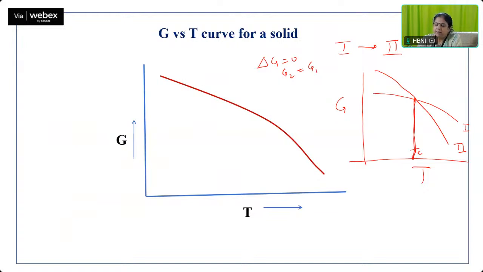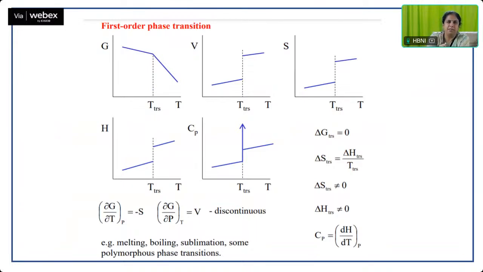At TC, G of 1 is equal to G of 2. Above TC, the GT of phase 2 is lower, so phase 2 is stable. Below TC, the GT of phase 1 is lower, so 1 is stable. So can I draw it like that? This is how you represent the GT curve of the phase transformation, like this.